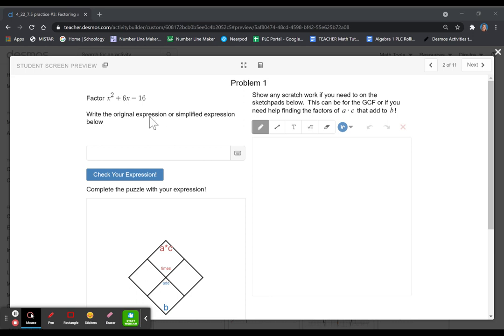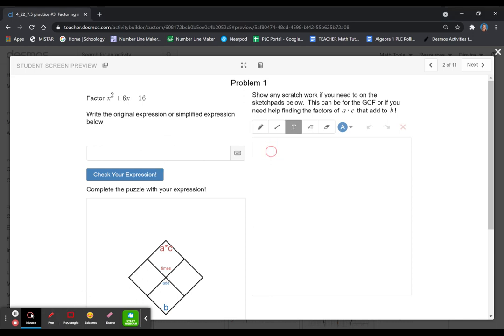It says factor x squared plus 6x minus 16. Okay, so when we factor, we need to undo multiplication. It says write the original expression or the simplified expression below. So we're going to look at this expression here, x squared plus 6x minus 16, and we're going to see if any of the terms have any common factors. If the terms have common factors, then we can find the greatest common factor and factor that term out. But if we look at these, x squared plus 6x minus 16, there are no common factors.